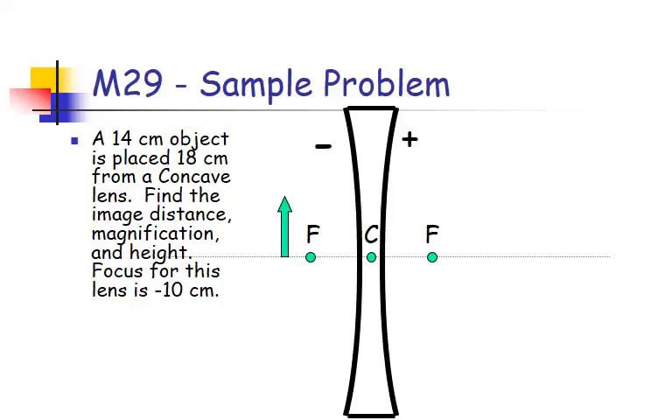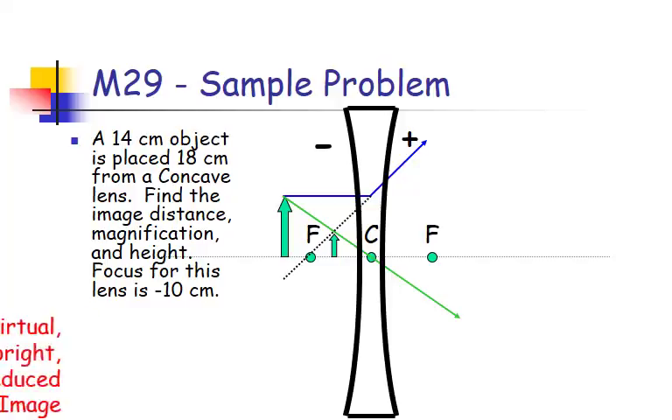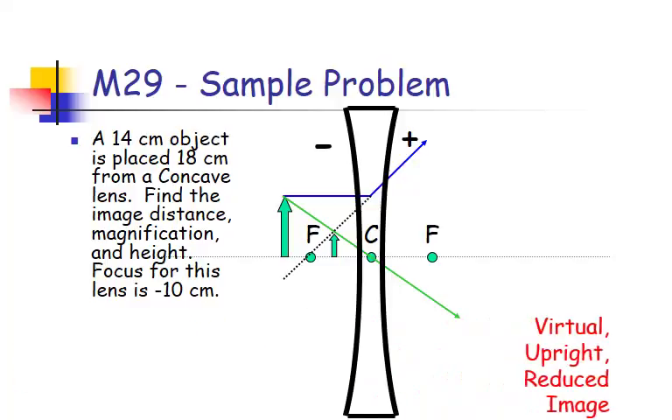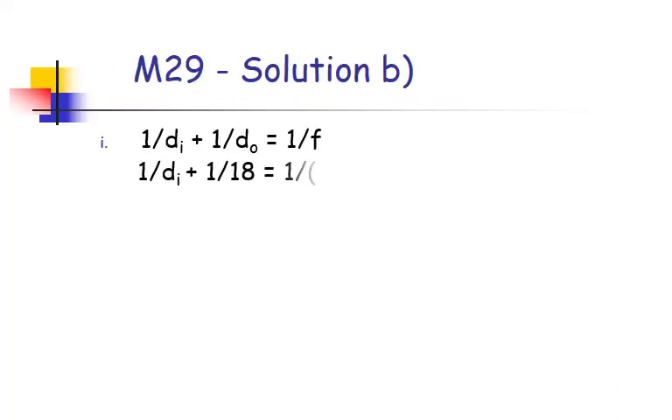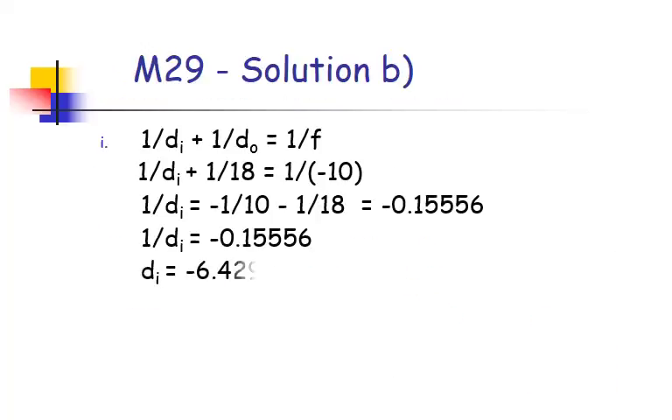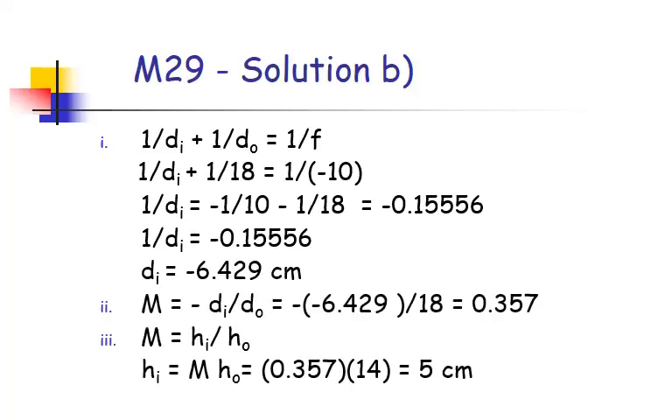All right, so here's our parallel ray. We have our center ray, and we can draw those backwards. We should get our image showing up there, virtual, upright, reduced rather. For our distance, we should get -6.429, magnification of 0.357 for a height of 5, shrinking down from 14.